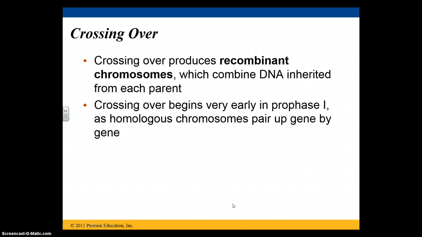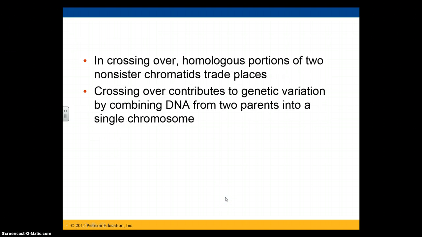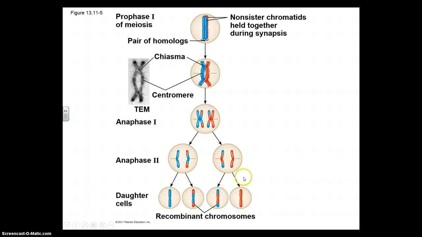So crossing over is going to produce what we call recombinant chromosomes. Recombinant sounds crazy, but the root is just to recombine. So we've recombined chromosomes, and that combines DNA that's inherited from both parents. Crossing over will always begin in early prophase 1 when the homologs pair up. In crossing over, portions of two non-sister chromatids are going to trade places, which of course contributes to genetic variation because it takes DNA from two individuals and puts it into one single chromosome.